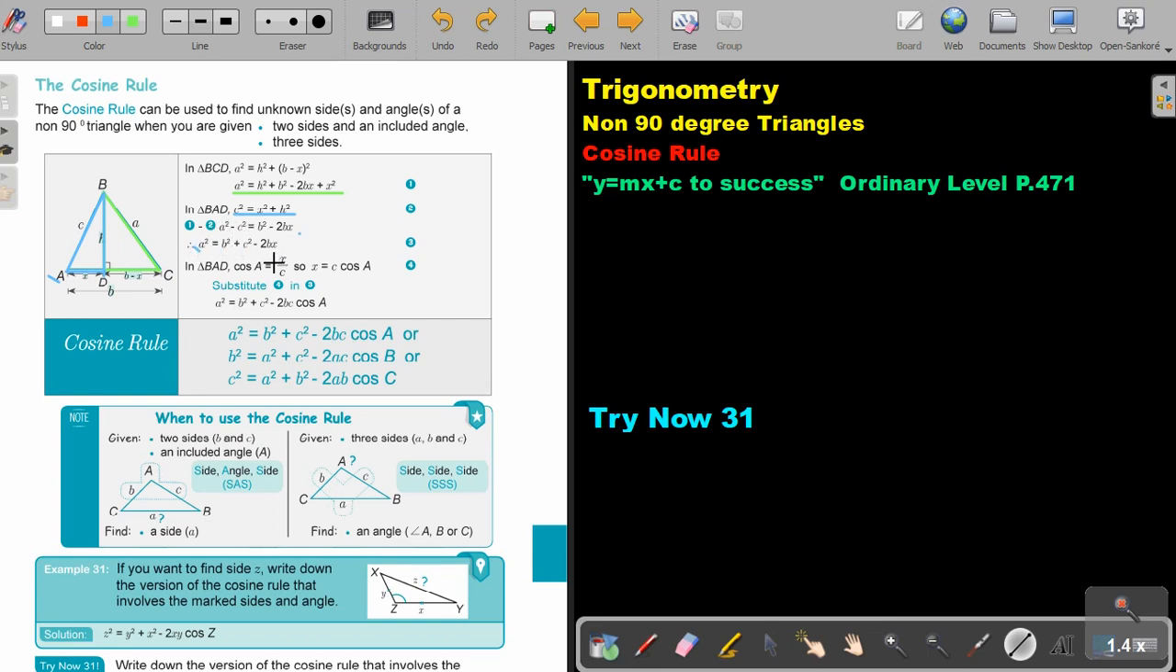So in triangle BAD, cos is adjacent over hypotenuse, and if I rearrange it, x is this, and then I just substitute x. It's not very difficult. Just try to do it, especially if you want to continue with maths after school.